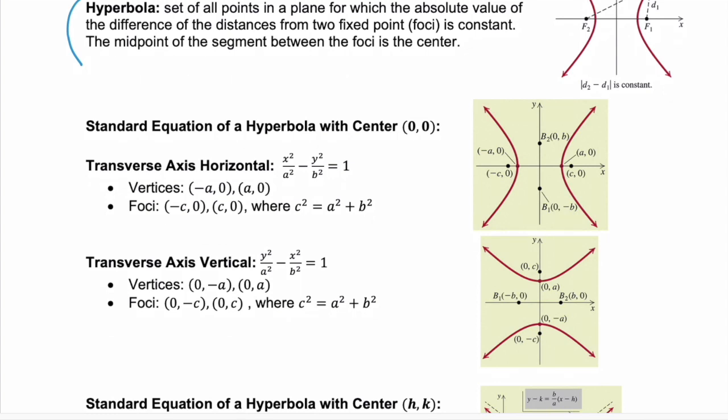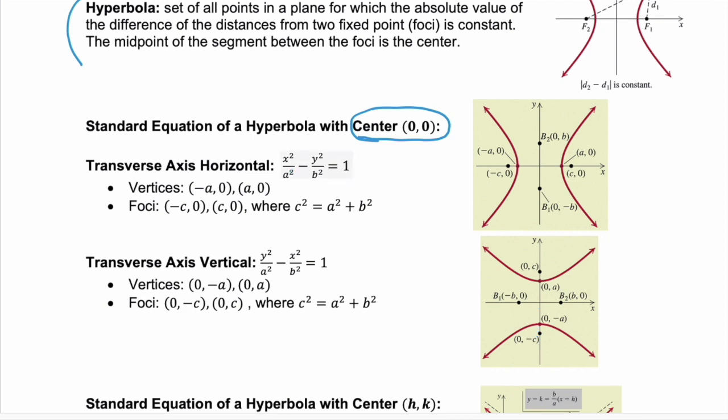The first two we're going to see are hyperbolas that have a center at the point 0, 0, or their center is at the origin. You can have a transverse axis horizontal or a transverse axis vertical. The transverse axis horizontal means that the horizontal axis cuts through those two graphs of the hyperbola. And the vertical, you'll see that a vertical line would cross through those two graphs.